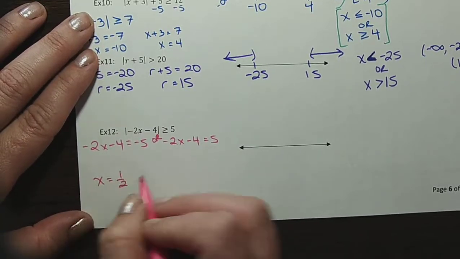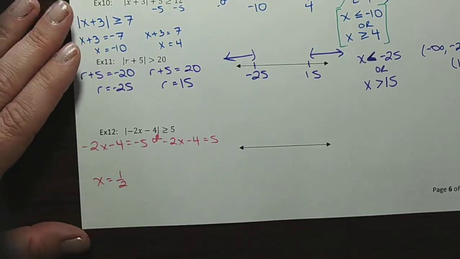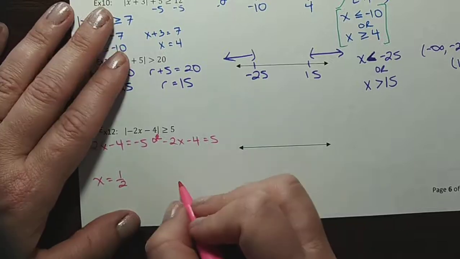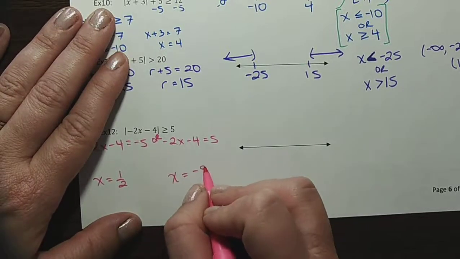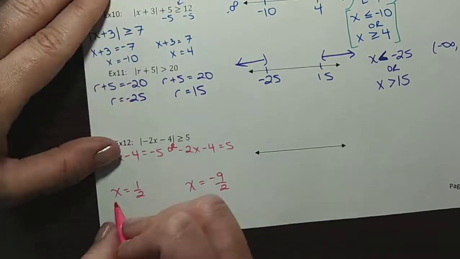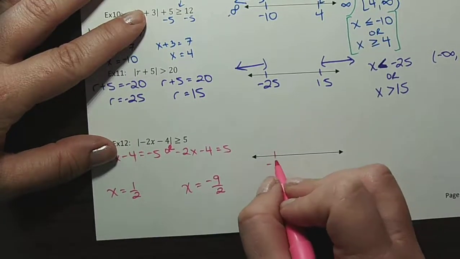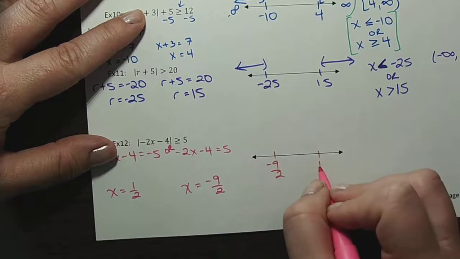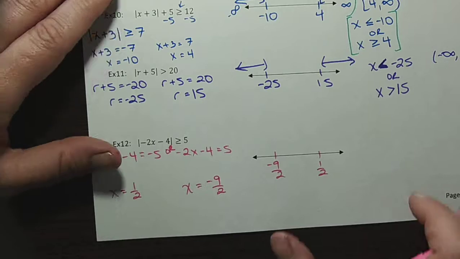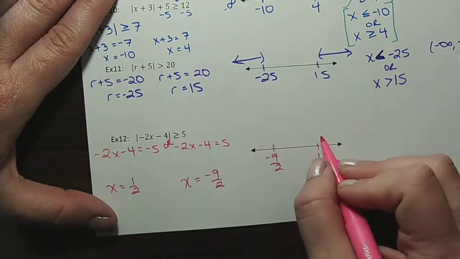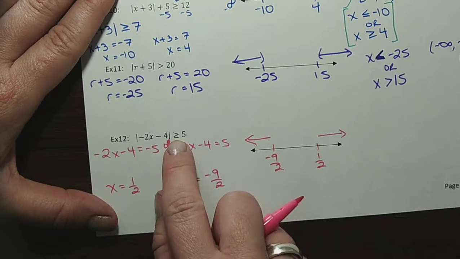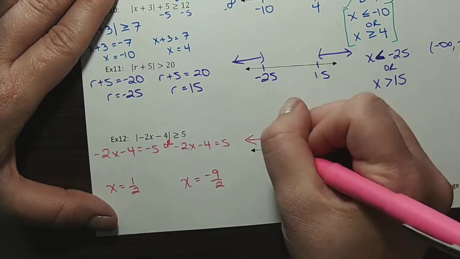X equals 1/2. I do recommend pausing the video, solving it yourself, making sure you still got 1/2. And then x equals negative 9/2. With those two answers, we're going to put the smaller number on the left, the bigger number on the right. Negative on the left, positive on the right, however you need to think about it. It is greater than, so it's going to go away from each other. And it has the line underneath, so we're going to put brackets.